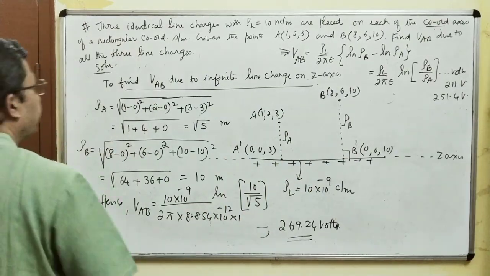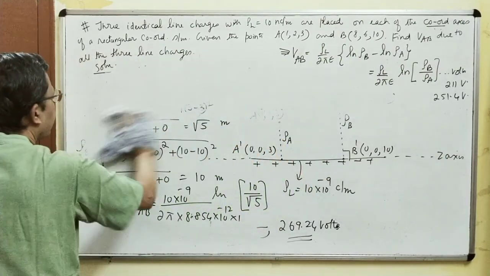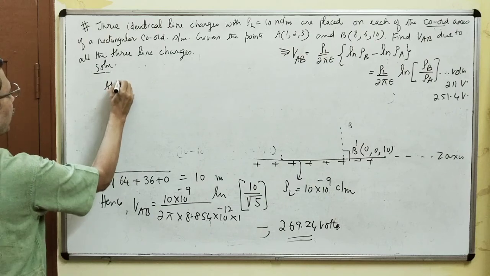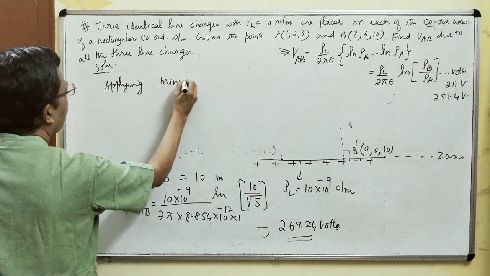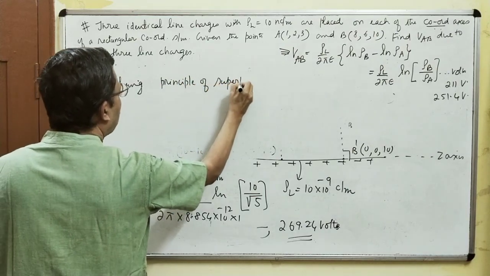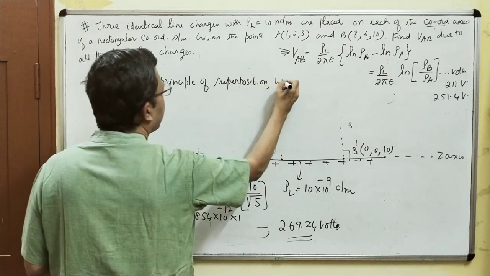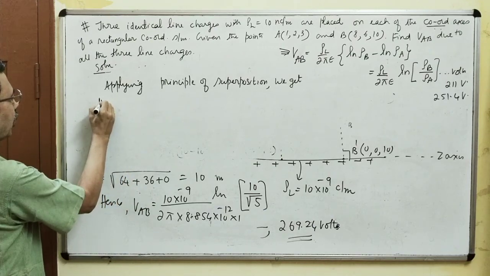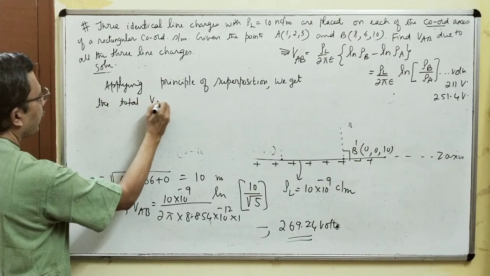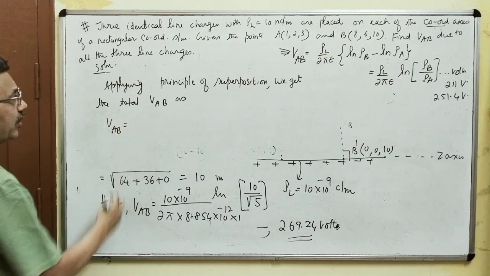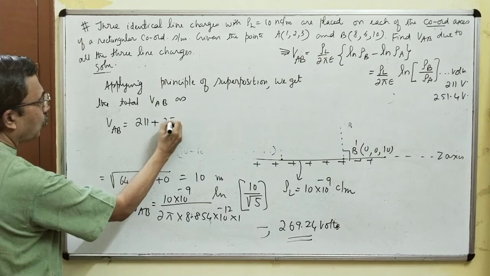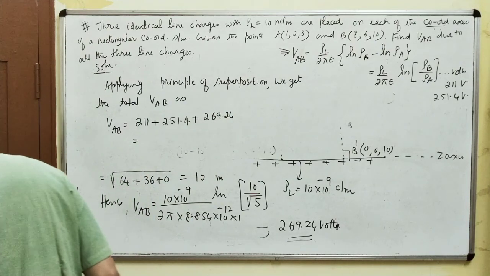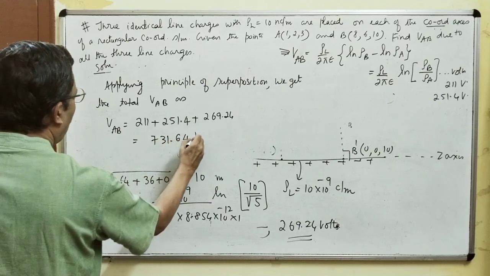Last step. Applying principle of superposition, we get the total VAB. VAB is equal to, add the individual contributions, 211 plus 251.4 plus 269.24. If you add all this, you will get the answer 731.64 volts. This is the answer.